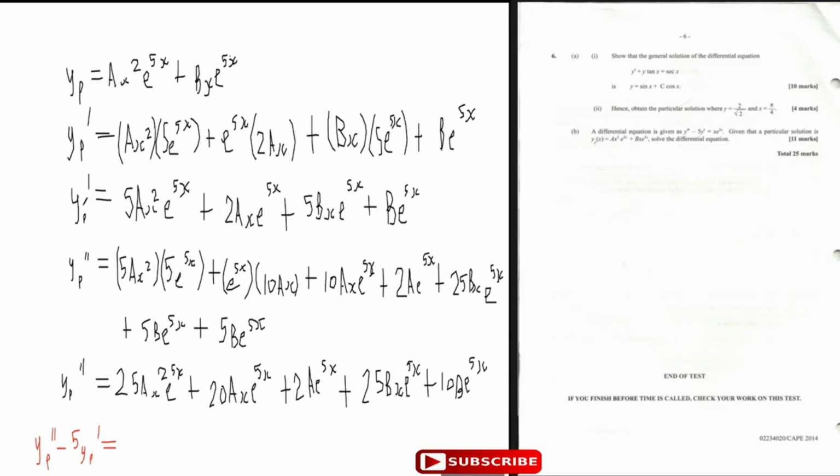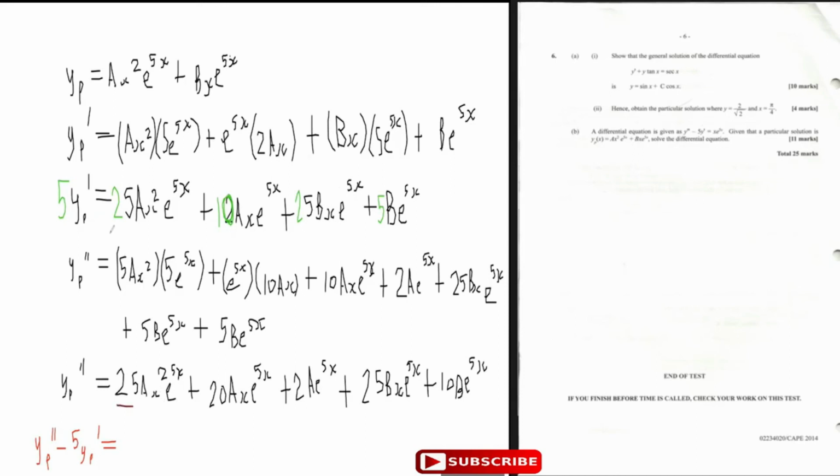If we work out what that is, I'm going to do it in green: if I multiply this by 5, then this would become 25, this would become 10, this would become 5 times 5 is 25, and this would become 5. All I did was multiply through by 5. Good. Now I'm able to subtract them.